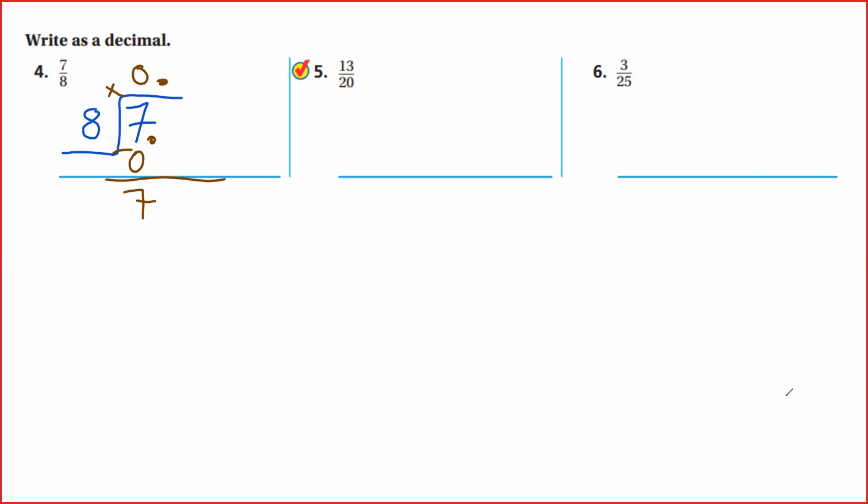You have to divide the numerator over the denominator. 7/8, not 8/7. Then next, I have a box of zeros. I will call them as I need, until my remainder will be 0.